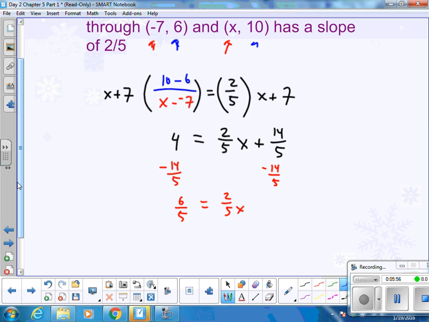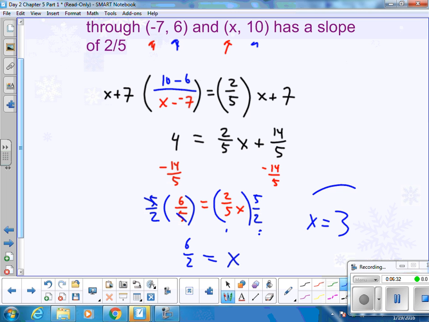To clean this up a little bit, I am going to multiply everything by the reciprocal. 5 halves, not 5/5. Multiplying everything by 1 would be silly and not helpful. So I'm multiplying by 5 halves because the reciprocal of 2/5 is 5/2, and that leaves me with x on this side. And when I multiply this side out, my 5s actually cross cancel quite nicely. It ends up with 6 halves, which tells me that x equals 3 for this particular equation. So x equals 3.